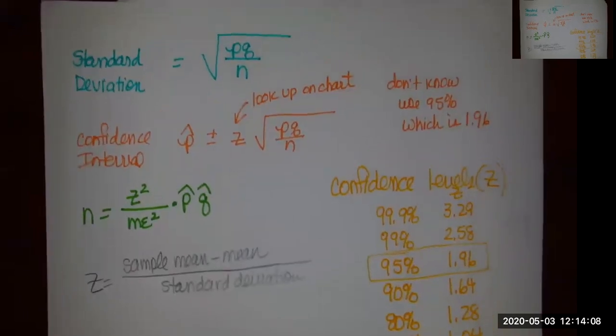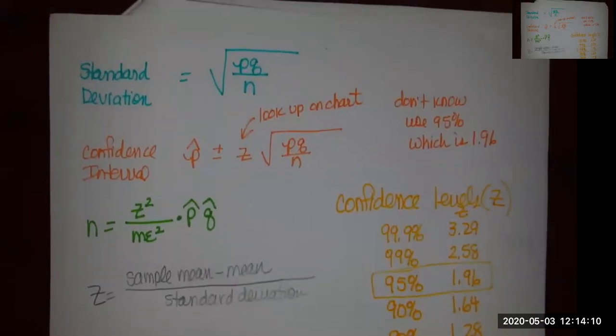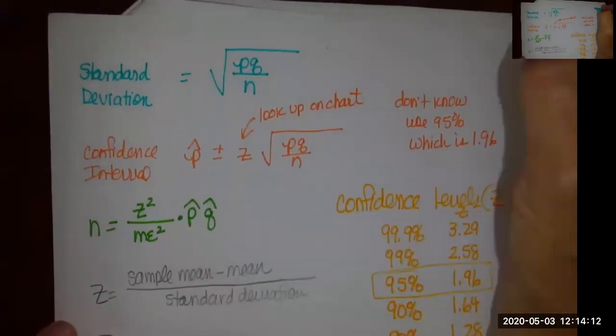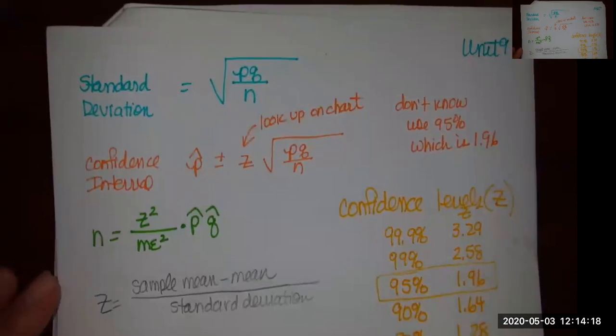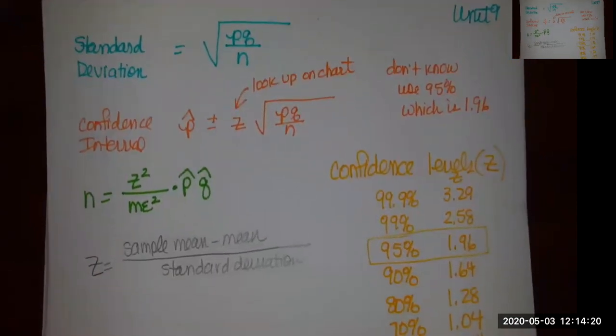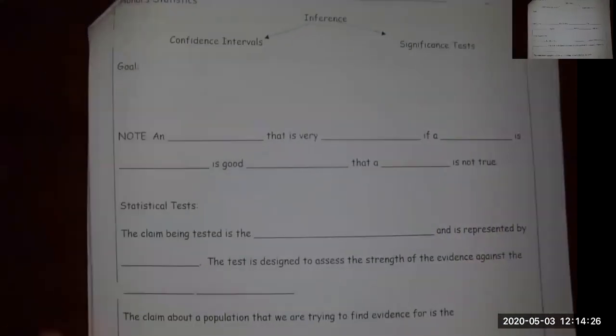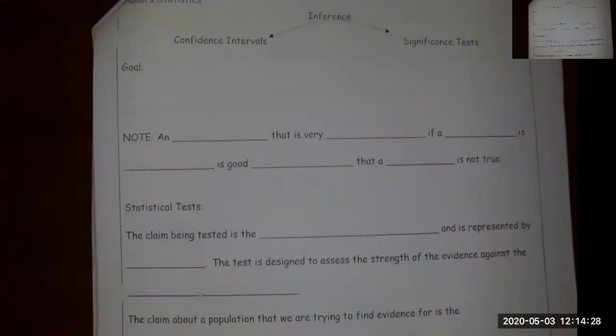First of all, make sure you have your formula sheet, right? This is all the stuff that we need. We're in Unit 9. You should have all these written down. If you don't, pause this and make sure you get them written down, okay? All right, moving on.